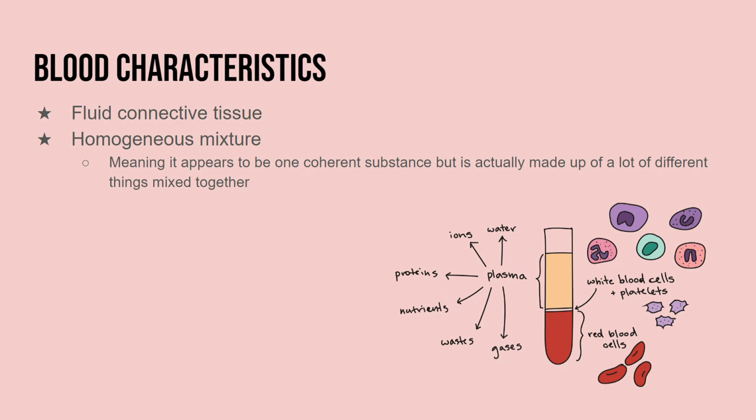Okay, starting out with some blood characteristics. It's a fluid connective tissue, and it's a homogeneous mixture, which just means it's made up of a bunch of things, but it looks like it's just one thing.